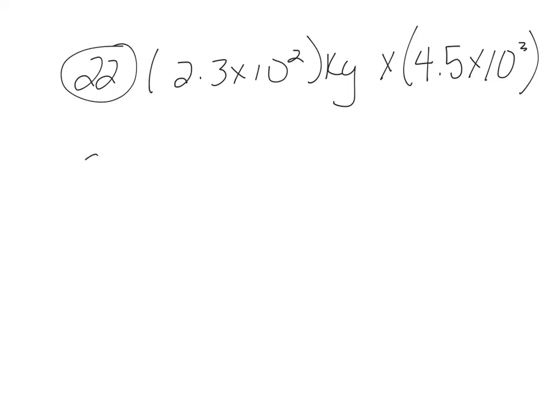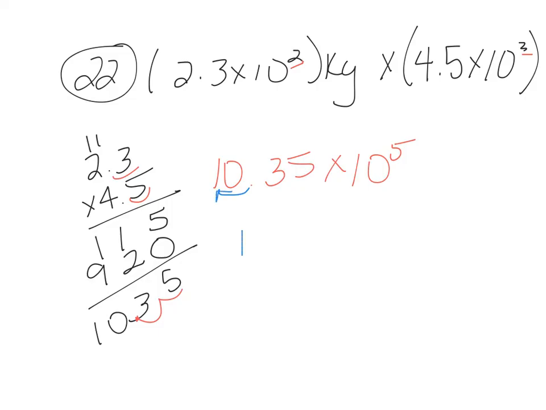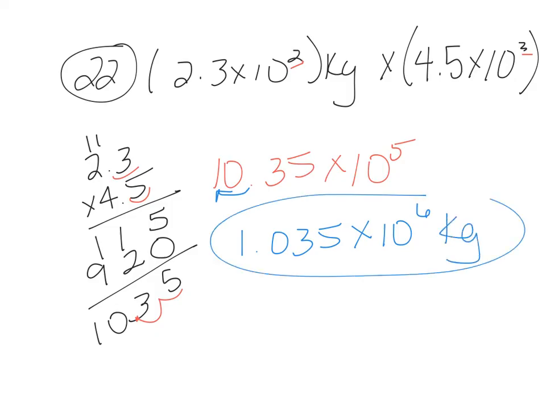So to multiply, I'm going to take 2.3 times 4.5. And I have, let's see, 1 and 2. So my answer is 10.35 times 10 to the, and remember when you multiply, you add, 2 plus 3, to the fifth. But it's not in proper scientific notation. I've got to move it once to make it 1.035 times 10 to the 6. And the answer comes out as kilograms.